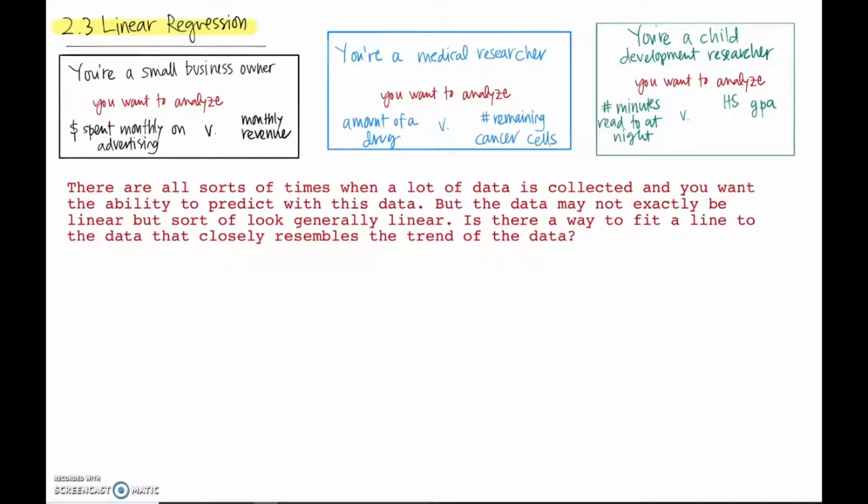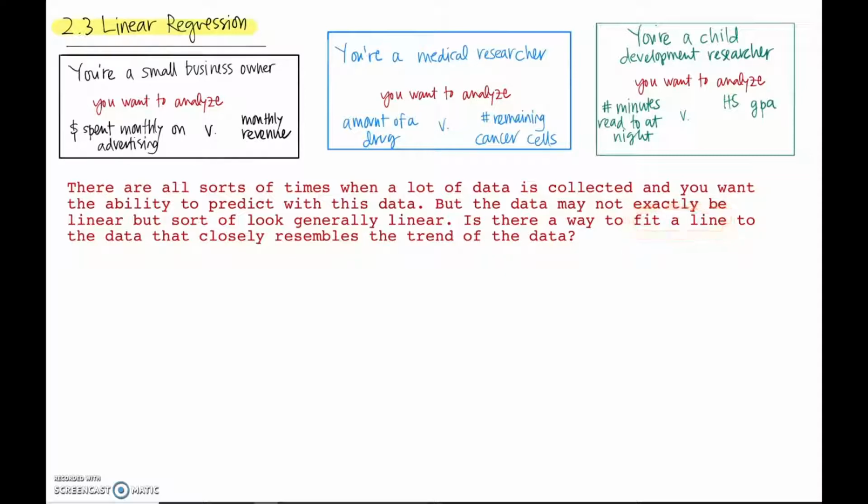And so this is a question we can ask. There are all sorts of times when a lot of data is collected. Any researcher is going to collect a lot of data. This happens over and over again, thousands of times a day throughout the world. And you want the ability to predict with this data. What is this data telling you? But the data may not exactly be linear, but sort of look generally linear. You can imagine with thousands of data points, they're not all just going to line up in a straight line. Is there a way to fit a line to the data that closely resembles the trend of the data?